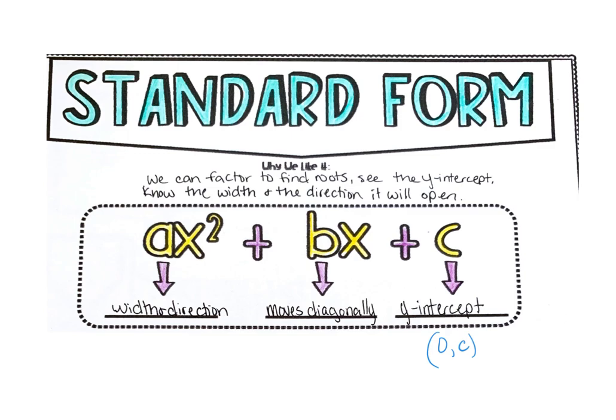So we can factor this. We can automatically see the y-intercept. We know if it's pointing up or down. We know how wide it is automatically from this. All right? Automatically from this.